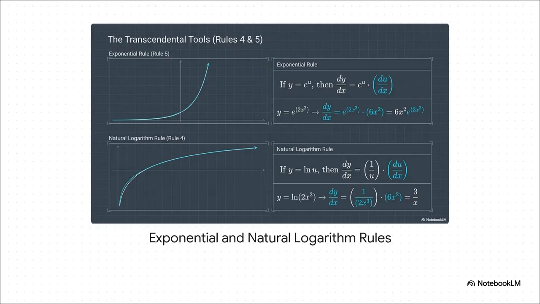The derivative of e to the power of u is, well, it's simply e to the power of u again times the derivative of that u exponent. It literally copies itself. Then we have the natural logarithm rule. The derivative of natural log of u is 1 over u times the derivative of u. Together, these two tools give us the extreme precision to track runaway growth curves and flattening saturation curves perfectly.